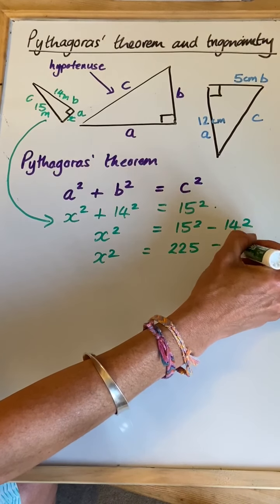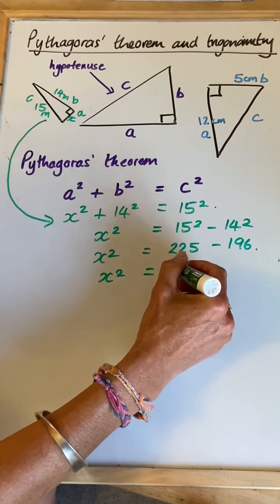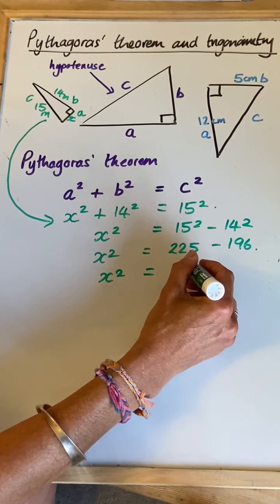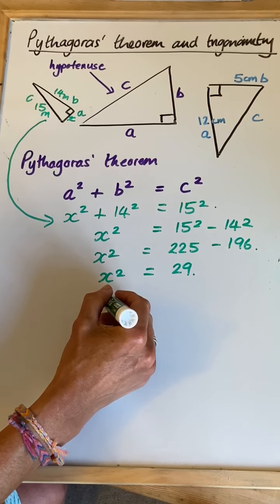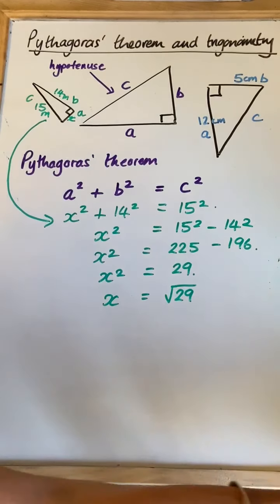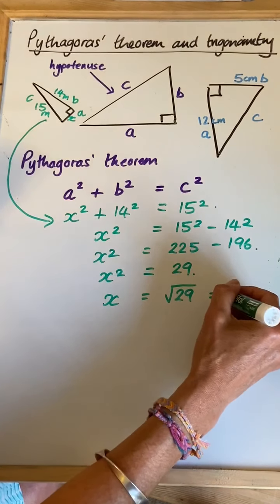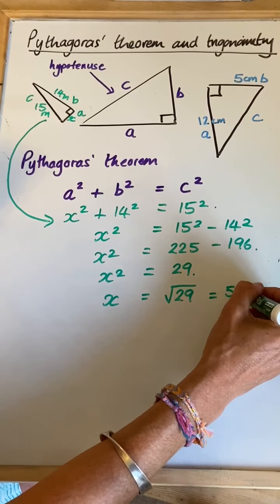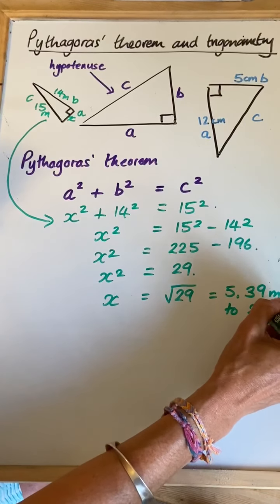14 squared is, I think, 196. So my x squared is going to be, oh, I think that's going to be 29. So to get to x, I do the same last step as I did in the first example. I'm going to do the square root of 29, or square root of my answer. And square root of 29 isn't going to be a nice number. Square root of 29 is, I'm going to round it to two significant figures, 5.39 metres, and that is to two significant figures.